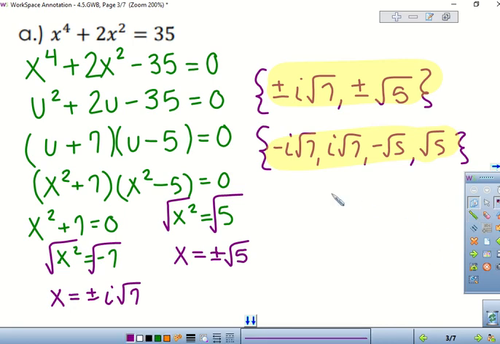Okay? So how many of those solutions are real numbers? 2. And how many are imaginary? 2. Those total number of zeros add up to the degree of the polynomial?